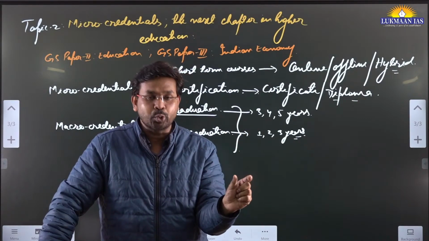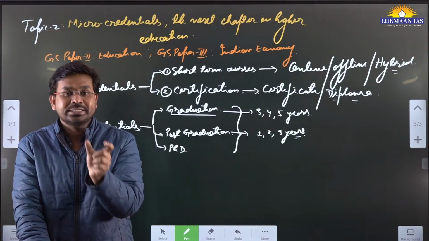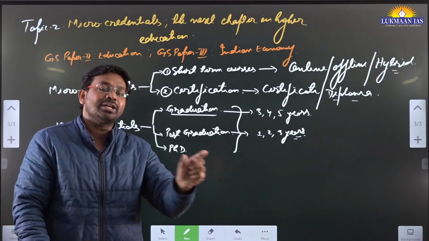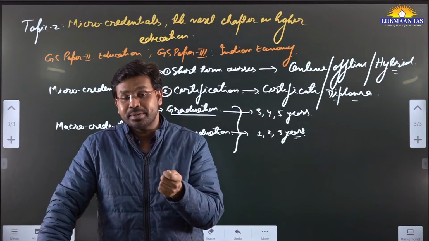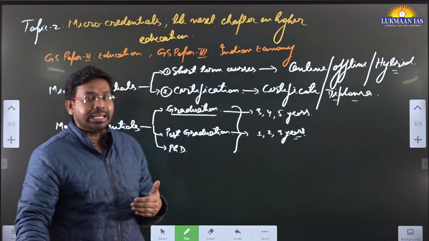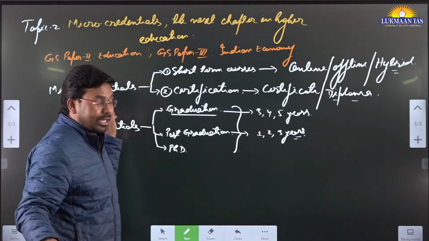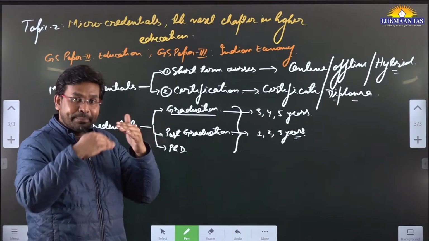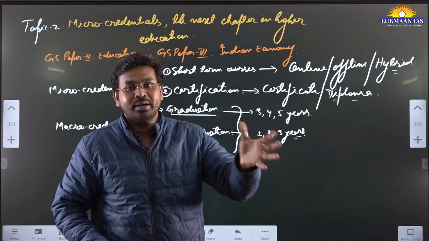It can be related to coding, it can be related to the banking sector, it can be related to the insurance sector, it can be related to any sector of the economy. So anyone who acquires a micro credential makes himself or herself competent enough to get a job in any sector. And why are micro credentials important? Because they bridge the academia and industry gap.